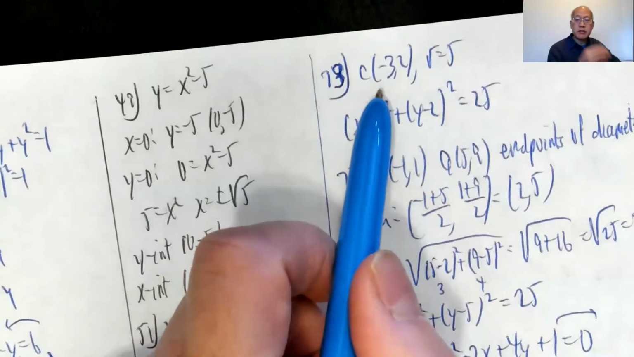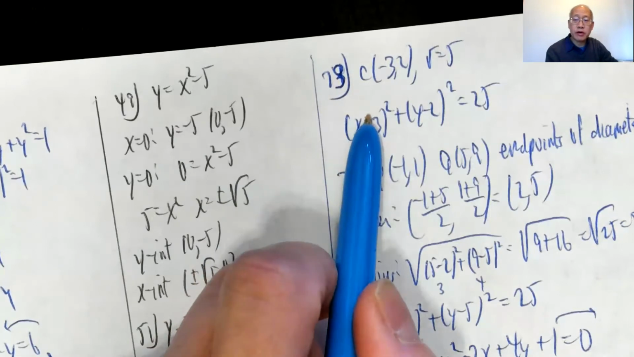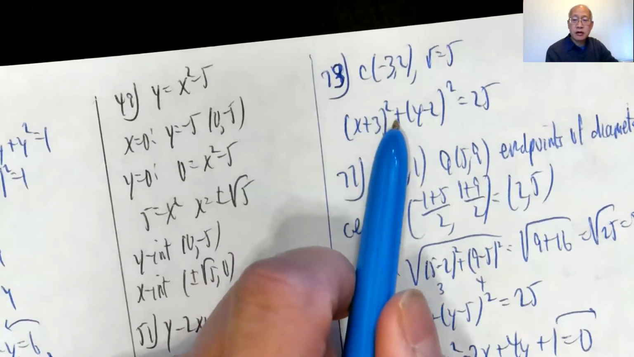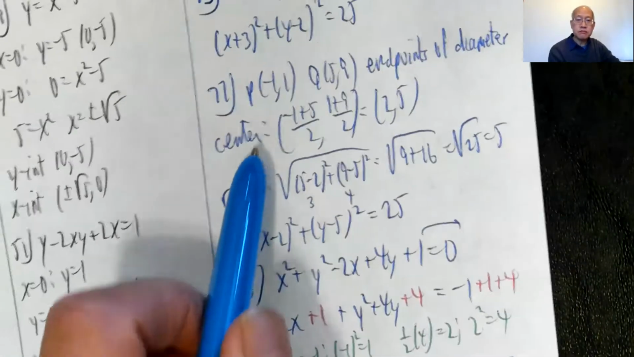Okay, 73, center is negative 3, 2. Radius is 5. So I'm going to go x plus 3 squared. Again, you change these signs. Plus y minus 2 squared equals r squared, 25.